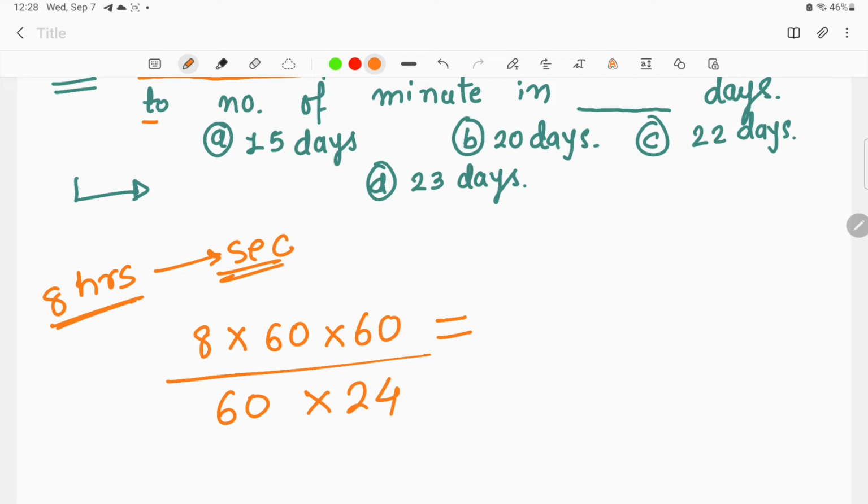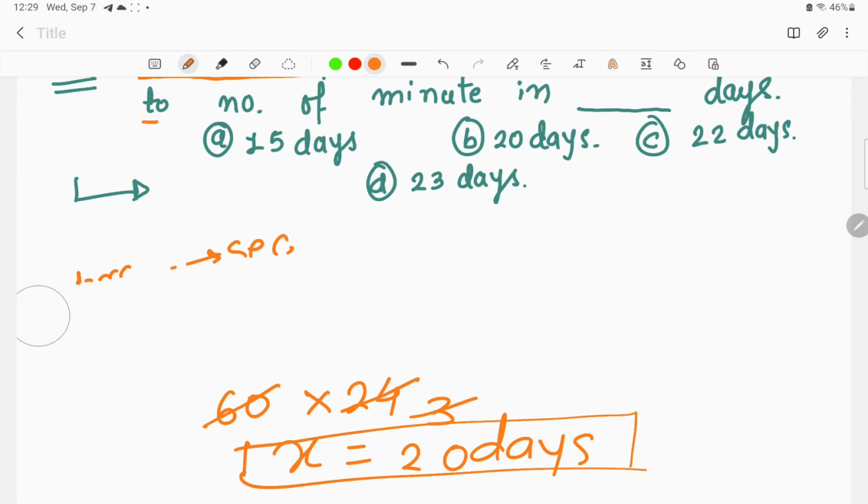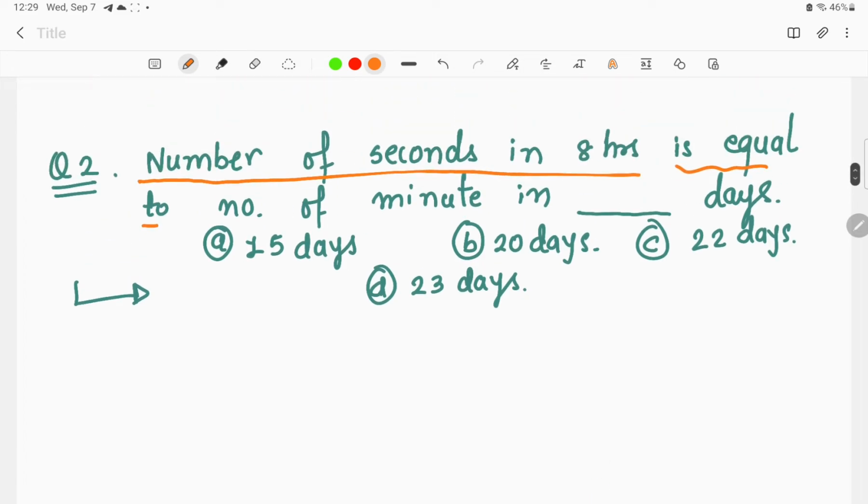Right, so the answer will be x is equal to, 60 gets cancelled, 8 3s are 24, 3 2s are 6, so 20 days is the right answer to the question. If you have not understood it, let us check it once again.